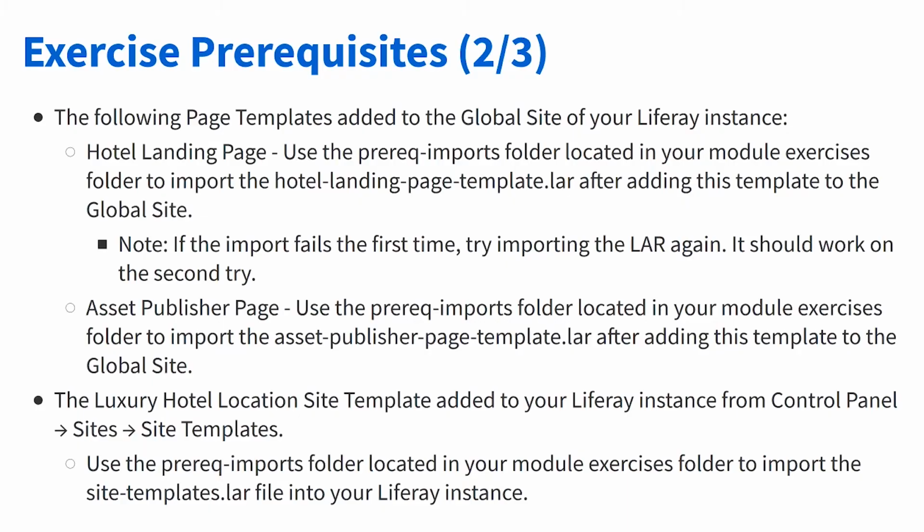Previously, we'll have set up the hotel landing page, so you're going to want to set up that LAR file and put it into the global site, as well as the asset publisher page as well, and you can find both of these in your module exercise folders. You'll also want to set up the luxury hotel location site template. You want to add that to your Liferay instance from the control panel, which is in sites, and then site templates. If you need to get this set up, you can use the prereq imports folder, and that's going to be in the module exercises folder as well.